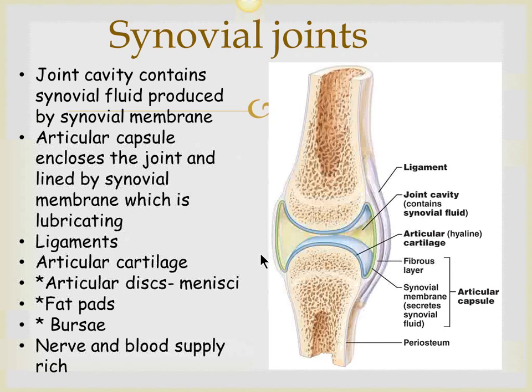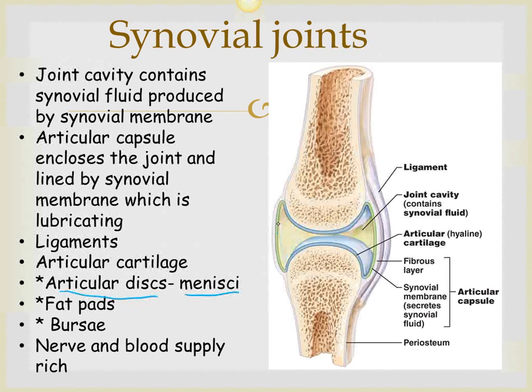Now in some synovial joints, you have fibrocartilaginous bits, or pieces, or what are called discs. These are called articular discs because they are present inside a joint, or in the knee, these are known as menisci. So what are these articular discs or menisci? These are fibrocartilaginous bits which are present inside the joint.